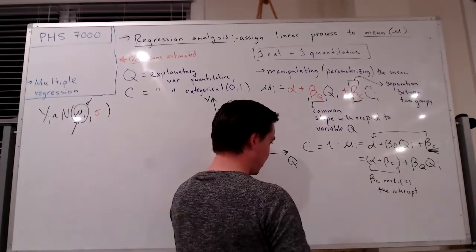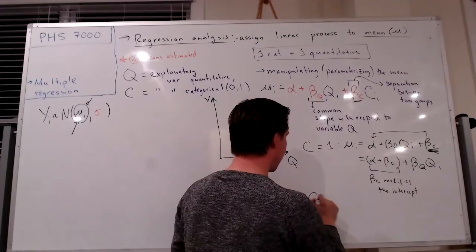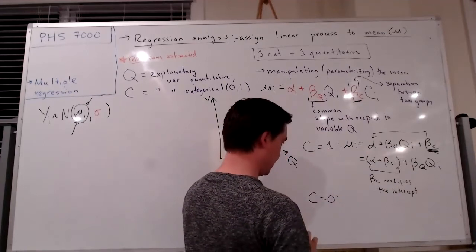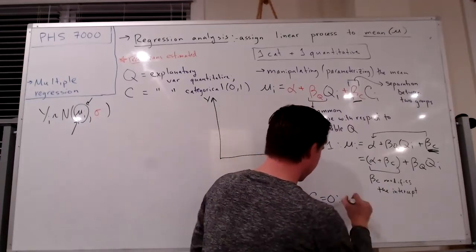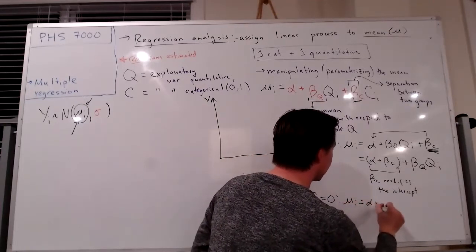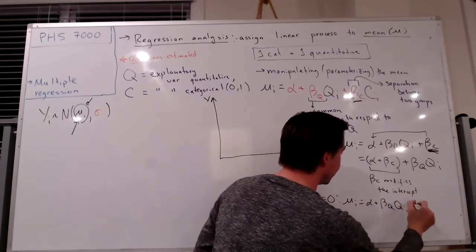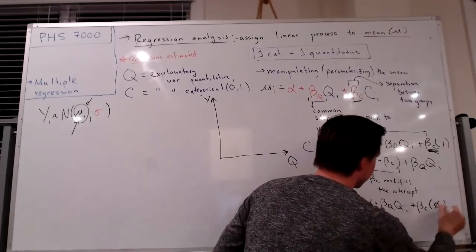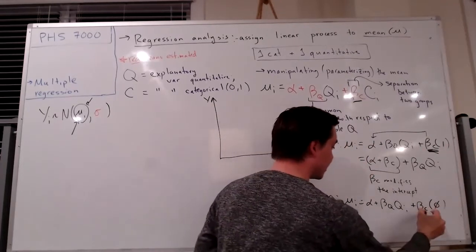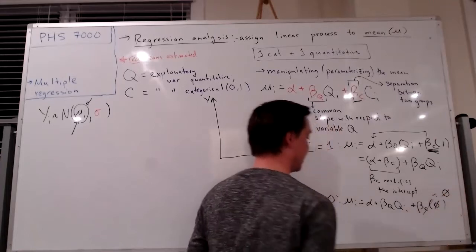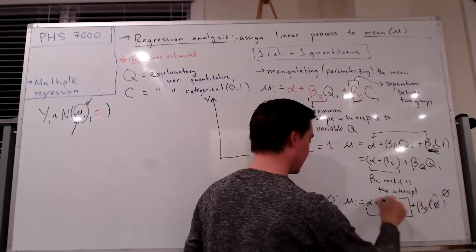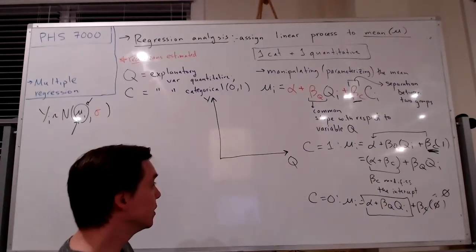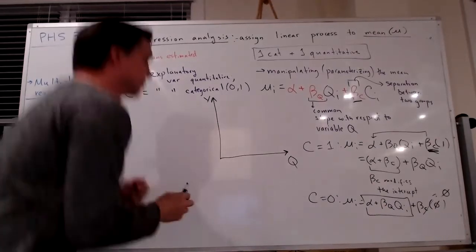To complete the loop, when my categorical covariate is 0, mu sub i is alpha plus beta q times q plus beta c times 0. But anything times 0 is just 0. And so what we are left with is just our original regression line. So I have 2 regression lines.